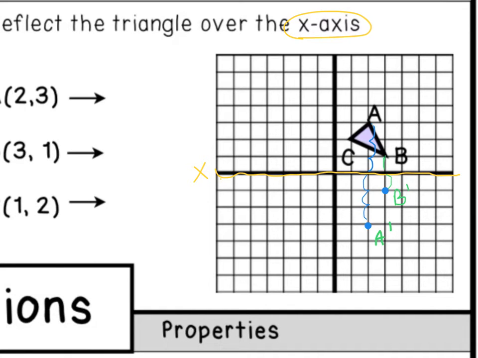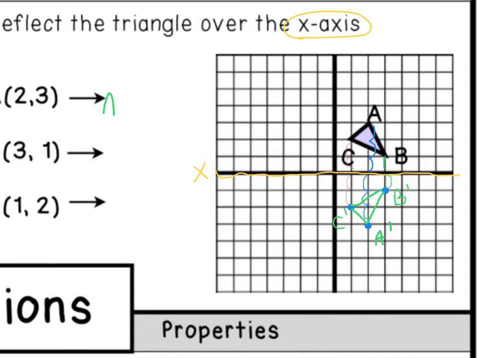And finally, point C. Point C is 2 units above the x-axis, so we reverse and go 2 units down. And point C will be right here. And we label it, of course, C prime. Now let's nice and neat connect. And what you'll see is our image has flipped over the x-axis.